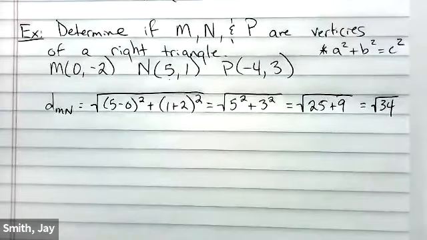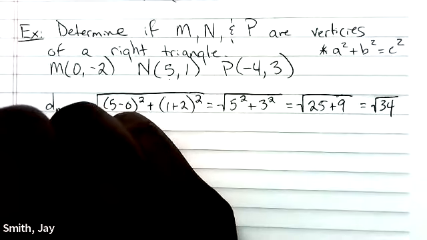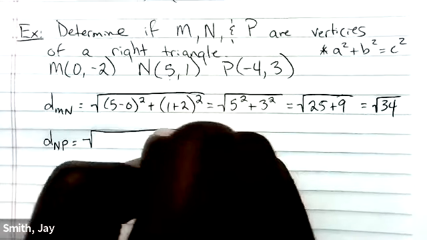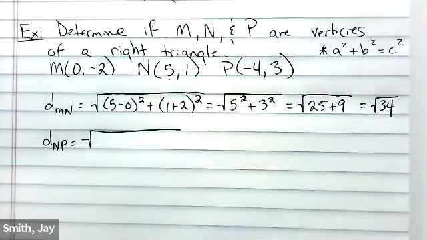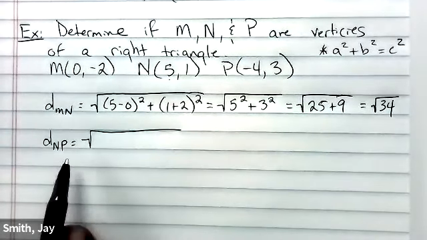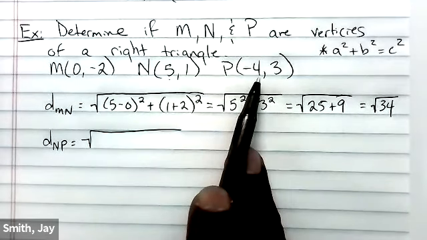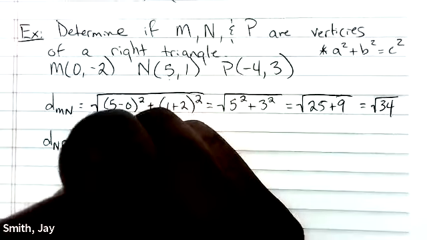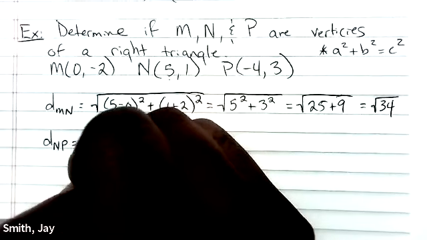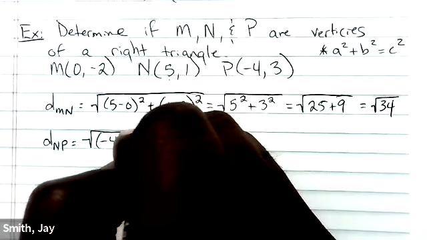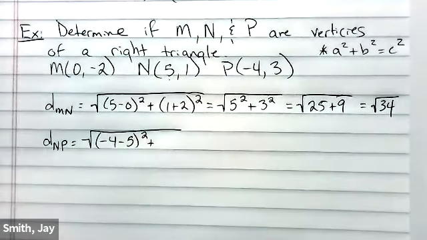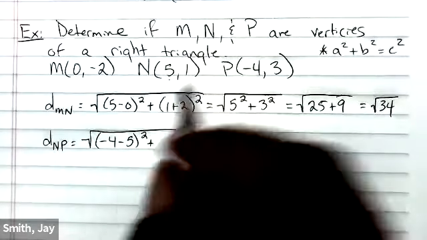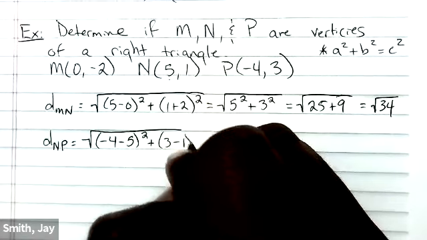Next thing we need to find is the distance between n and p. So we're going to take our x coordinates, or in this case, -4 and 5, subtract them. So we're going to have -4 minus 5 quantity squared plus our y's, 3 and 1. So in this case, it'll be 3 minus 1 quantity squared.